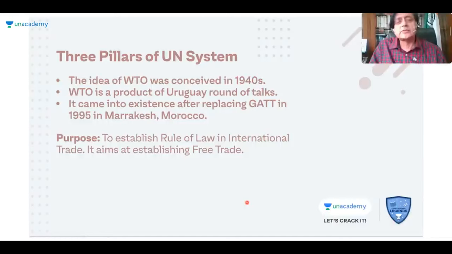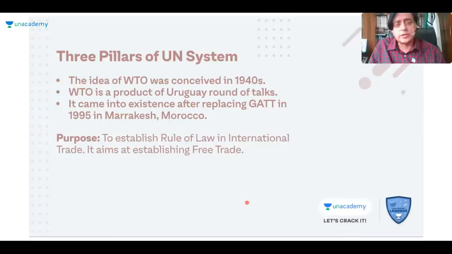So they said, let's try and create an agreement where we will lower tariffs and talk to each other and trade more with each other. Such a body was set up called the General Agreement on Tariffs and Trade, or GATT. And it went on for almost 50 years before it converted itself into a larger organization, the World Trade Organization, a product of the Uruguay round of talks.